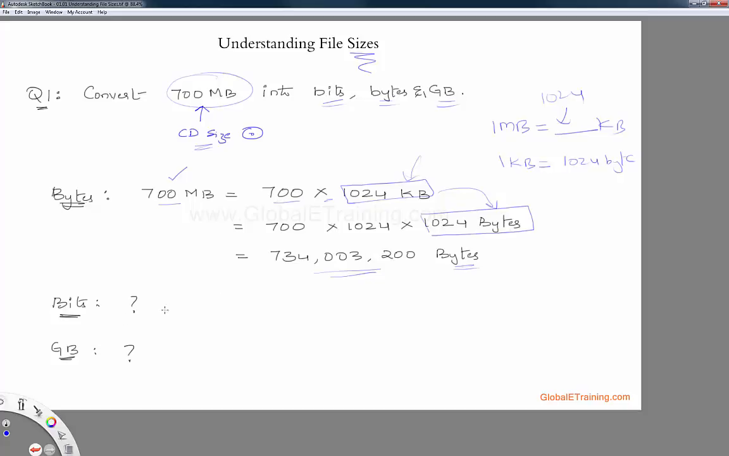Take a couple of minutes and see if you can convert 700 MB into bytes, and then see if you can convert that into GB. A clue here: for bits, you'll continue with a multiplication. But for GB, you'll have to divide. So make sure you use the appropriate number and divide, and you should get that in GB.